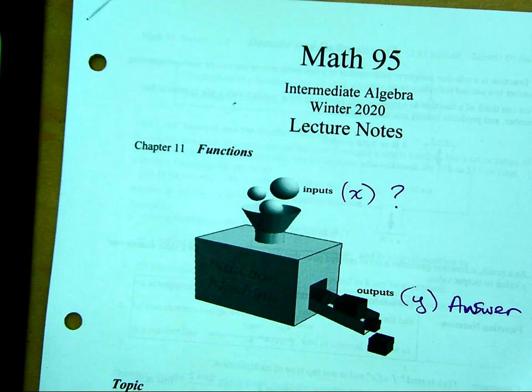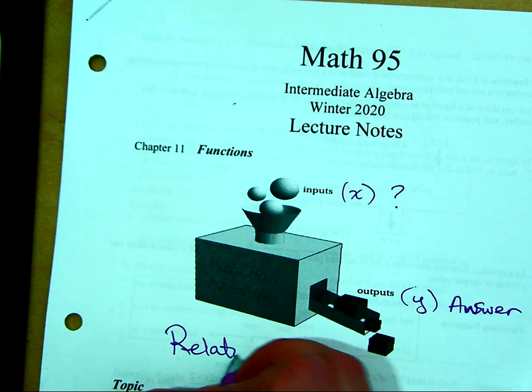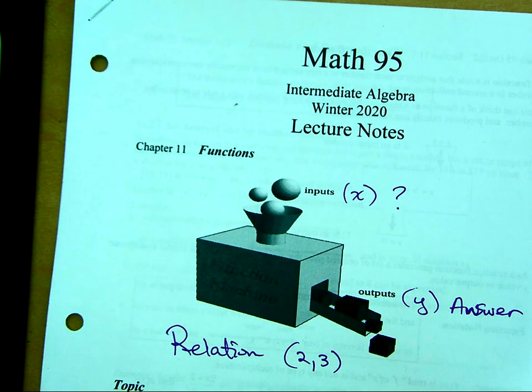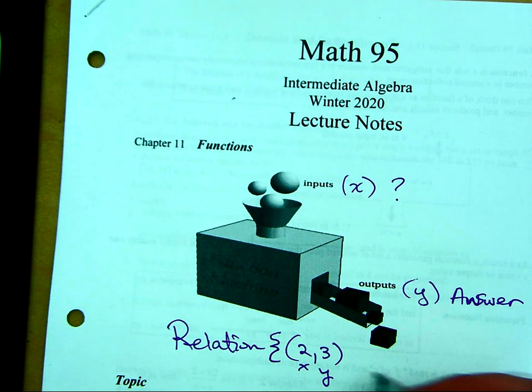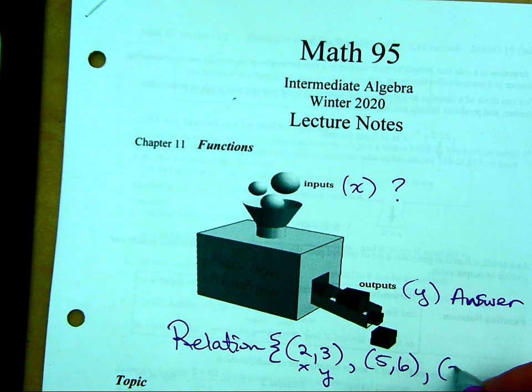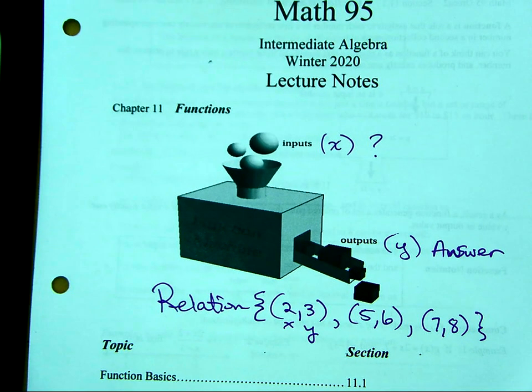Okay, so that's true of our relationships too. The reason why I bring up relationships is because in math we have this thing called a relation. A relation is just a set of ordered pairs. So a relation could be 2, 3. That's an X, Y. It's a set, so I'm going to use set notation. Could be also 5, 6. 7, 8. Okay, I'm just making these up. This is what we call a relation because there's a set of ordered pairs.